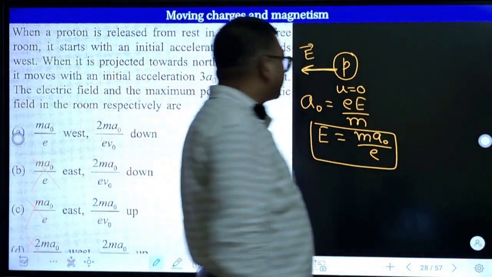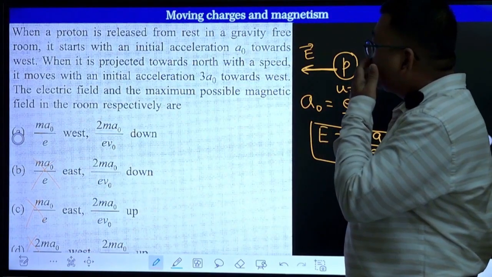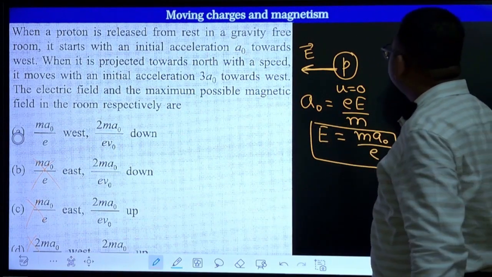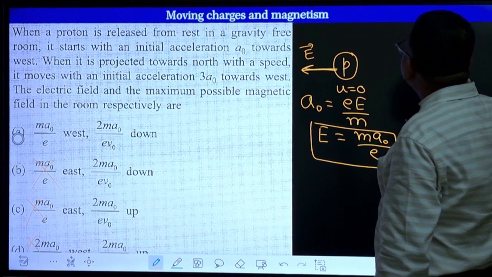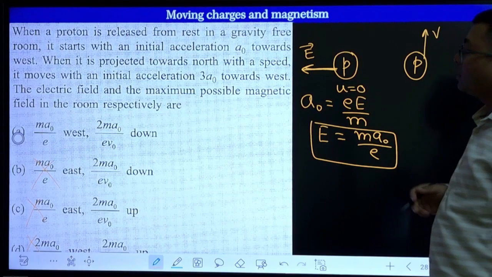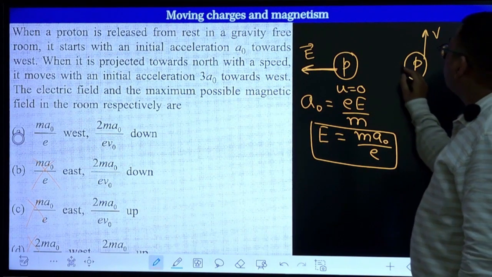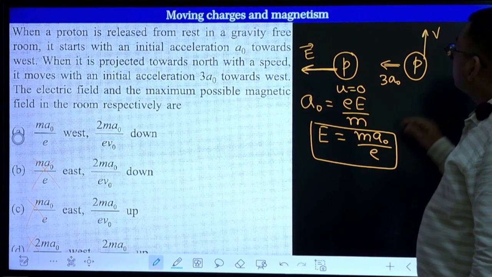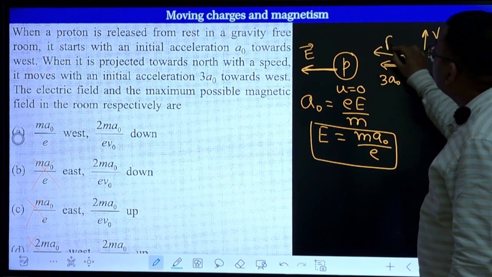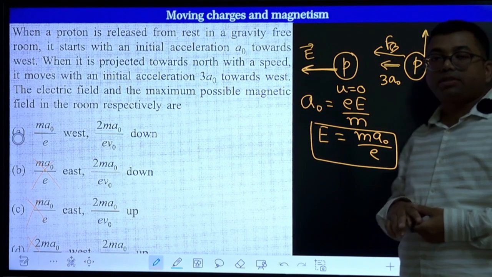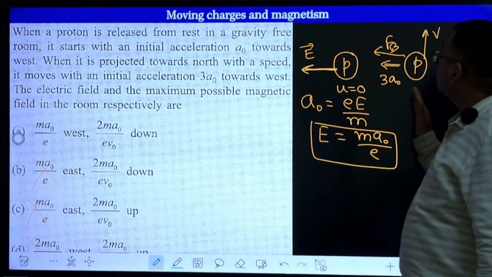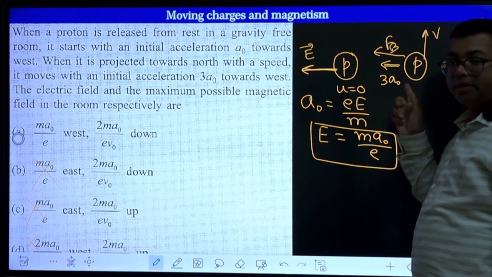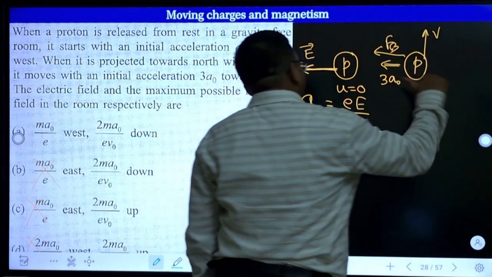Which direction may the magnetic field be acting, because they have given a second condition. When it is projected towards north with a speed, suppose you projected it in the north. This is the proton and you are projecting it with some speed now. With a speed, it moves with an initial acceleration towards west. Again, the acceleration is towards west, and that acceleration is 3a0. So there must be magnetic force in the same direction. So now the v cross B direction must give the magnetic force. If this is the v direction, which direction will B be? Think about it. Either inside or outside. Suppose I take inside, so v cross B will give this.